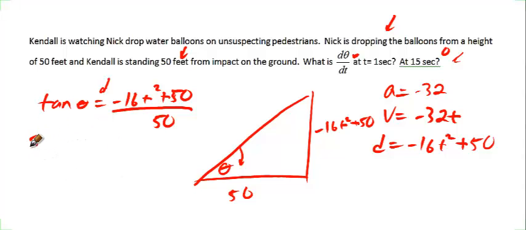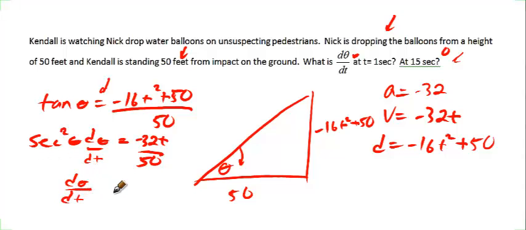So the derivative of tangent is secant squared d theta. And on the right, it's going to be negative 32t over 50 plus, well, derivative of 1 is just 1. Okay, well, I want to know what d theta is. Well, technically d theta dt. And so all I got to do is multiply both sides by my, well, not secant, but my cosine, sorry. So d theta dt equals negative 32t over 50 times cosine squared theta.